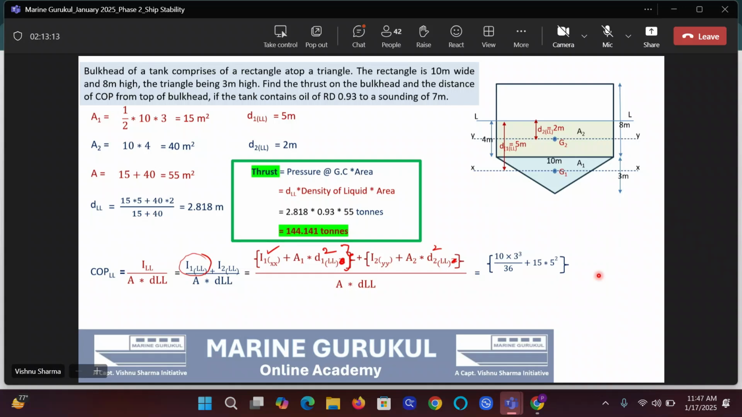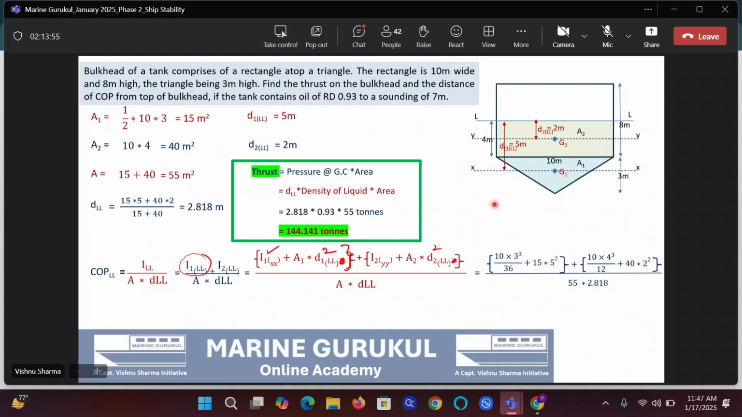Write the next values and then compare with me. Write down I2YY plus A2 into D2LL square. You will know your mistake, if you made any, immediately. It will be 10 into 4 cube by 12 plus 40 into 2 square. Am I right, guys? Divided by total area 55, DLL 2.818.